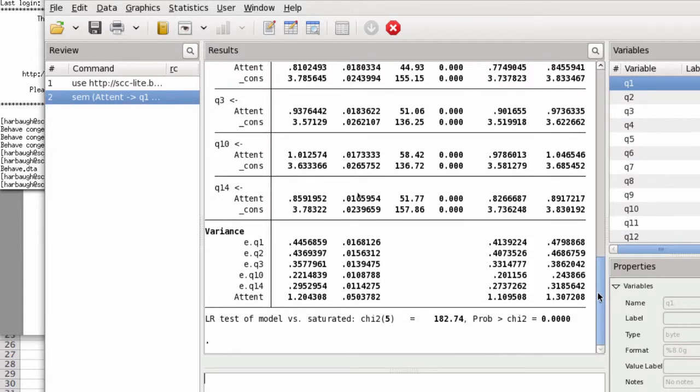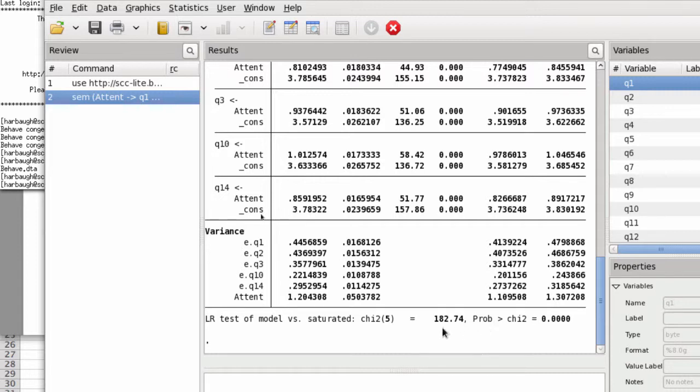But if we have 5 variables, 5 times 5 plus 1 is 6. 5 times 6 is 30. Divided by 2 is 15. So we had 15 equations coming from our covariance matrix. We had 10 parameters to be estimated. That left us with 5 degrees of freedom. And the chi-square test for that value was 182.74.